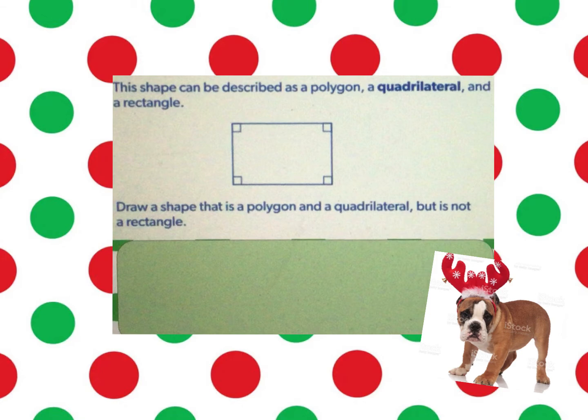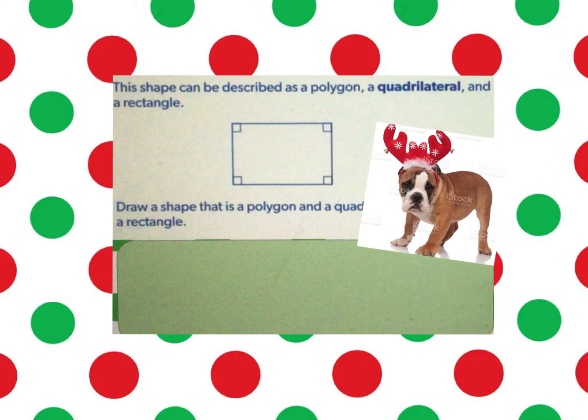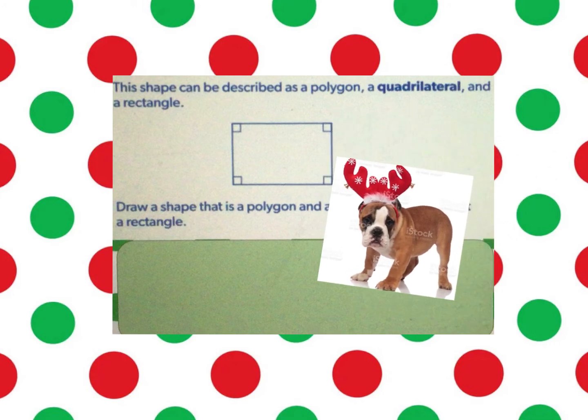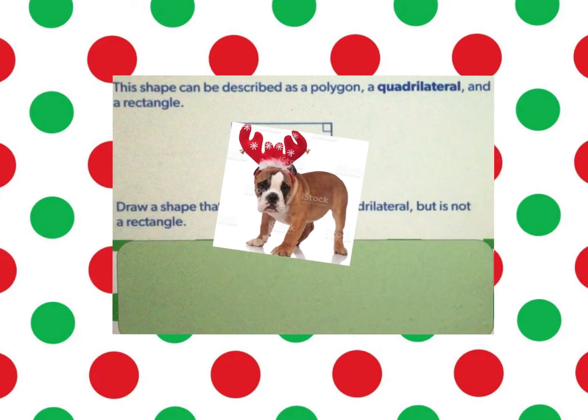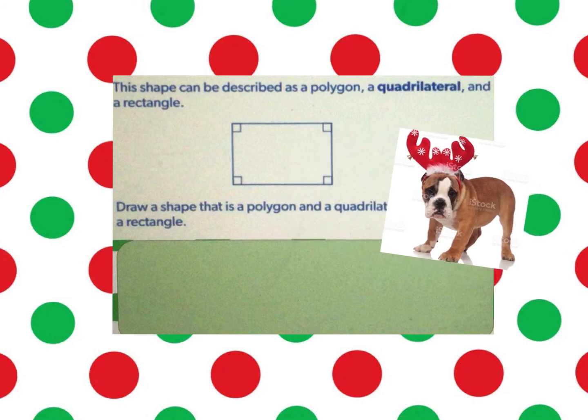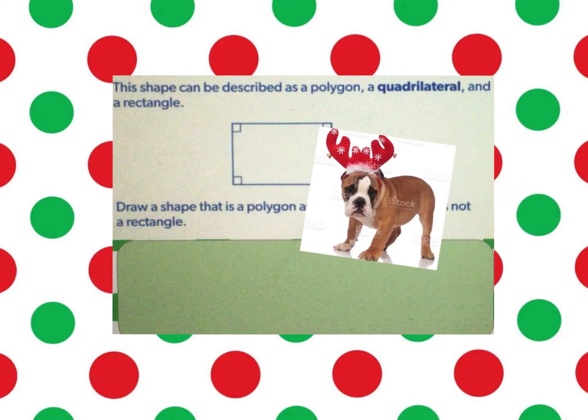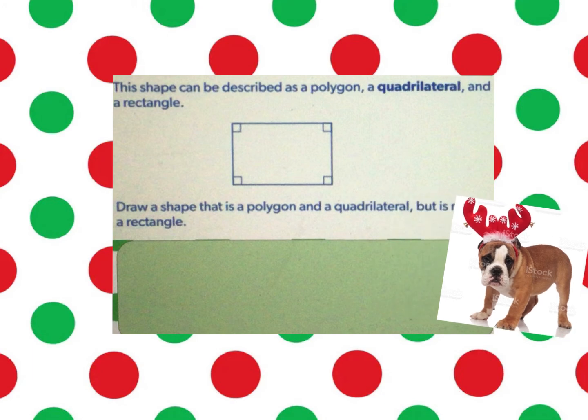So this shape can be described as a polygon, a quadrilateral, and a rectangle. So it is a polygon because it is a closed shape. It's a quadrilateral because it has 1, 2, 3, 4 sides, and it's a rectangle because it has 1, 2, 3, 4 perfect square corners.